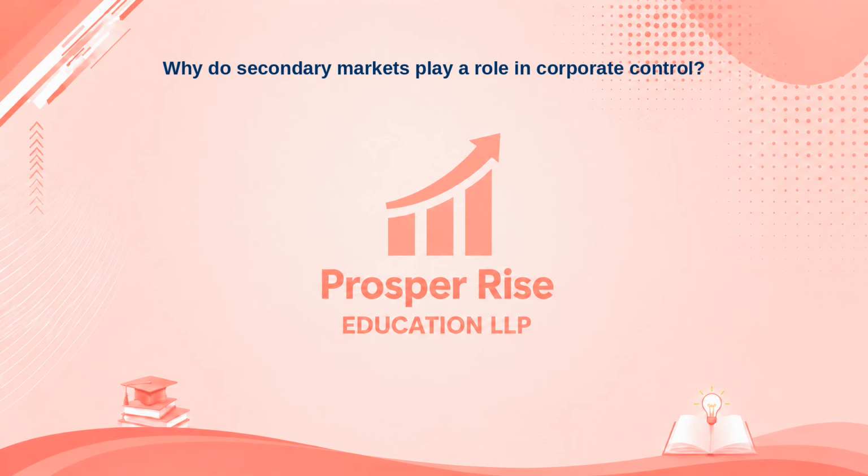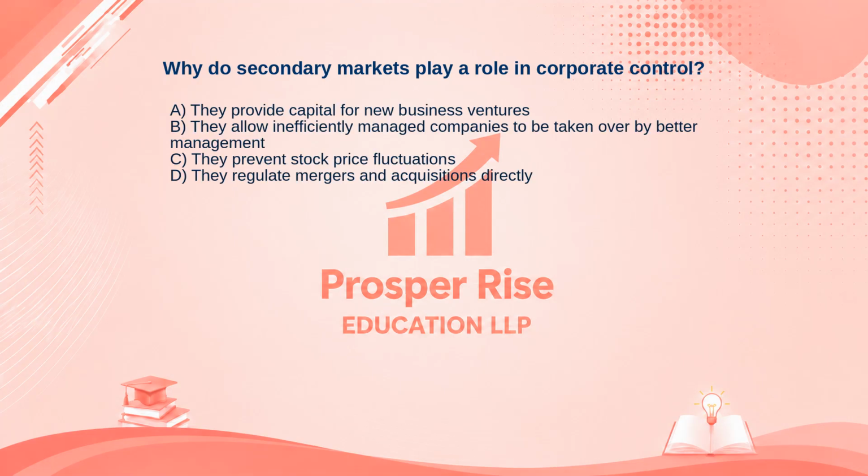pessimism. Why do secondary markets play a role in corporate control? Here are your options. A. They provide capital for new business ventures. B. They allow inefficiently managed companies to be taken over by better management. C. They prevent stock price fluctuations. Or D. They regulate mergers and acquisitions directly.